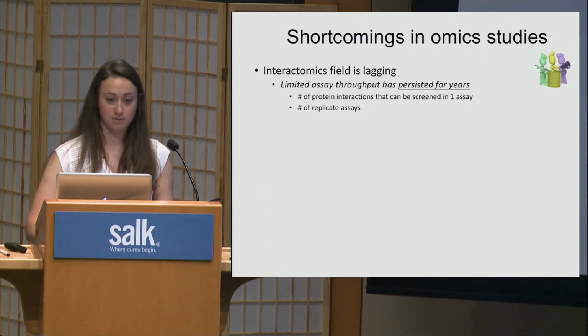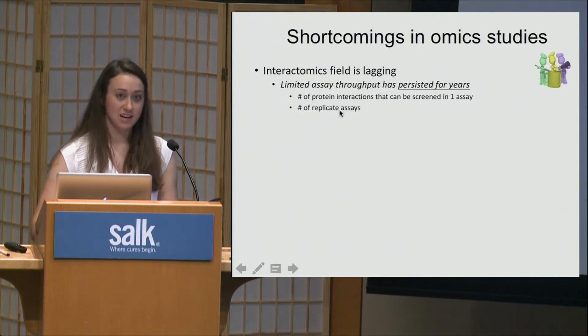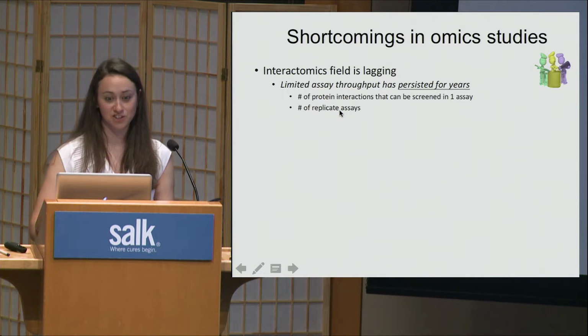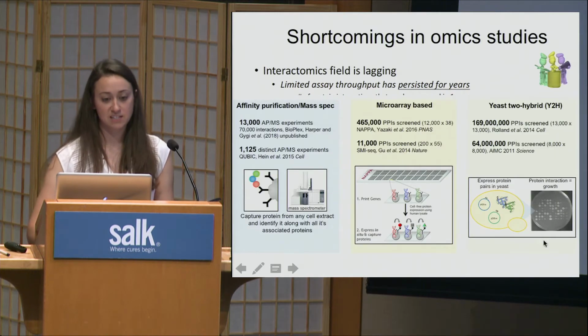But there are still some shortcomings that exist in omics studies. And one is that the interactomics field is lagging. Time, cost, and sensitivity constraints have limited assay throughput for years, in the number of protein interactions that can be screened at once and the number of replicate assays that can be performed. And these are some of the highest capacity assays that exist today. And you can see that they're able to screen thousands of proteins and identify a lot of protein interaction data.